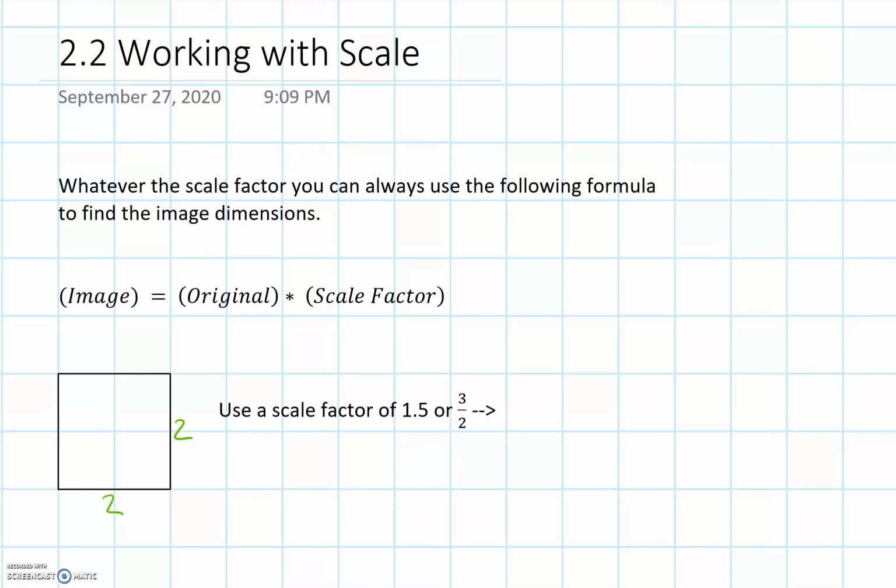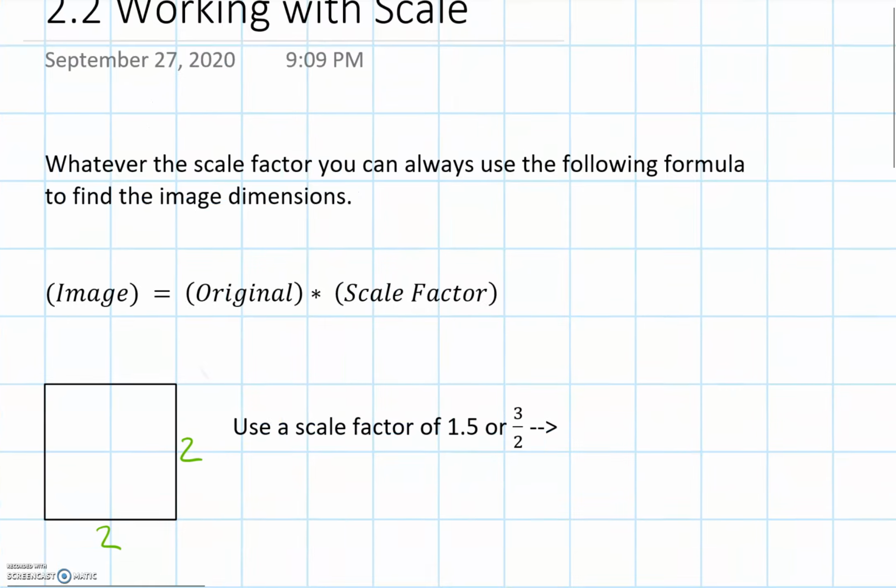So whatever the scale factor, you can always use the following formula to find the image dimension. Here we have image equals original times scale factor. So we just multiply the original times the scale factor to get our image.